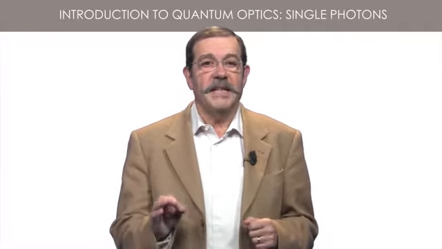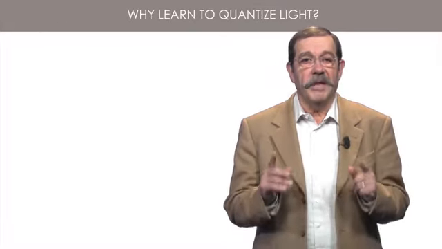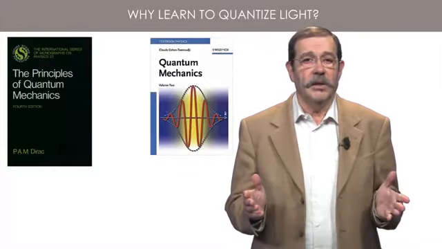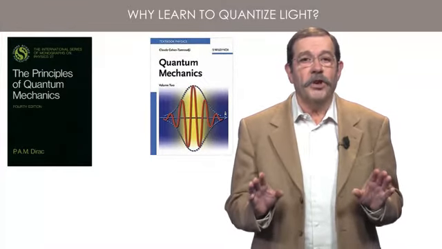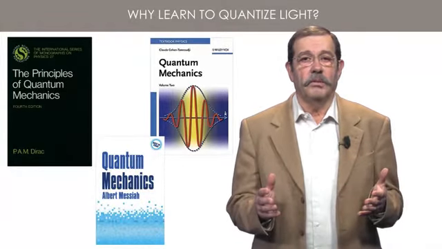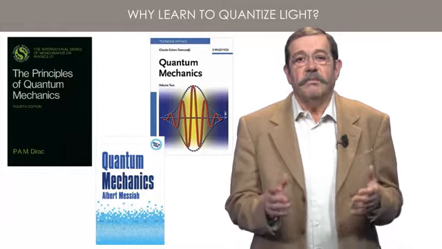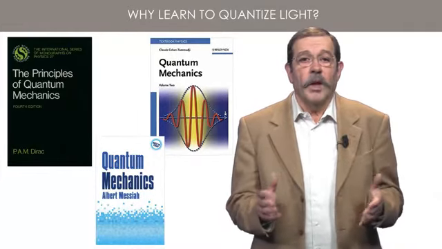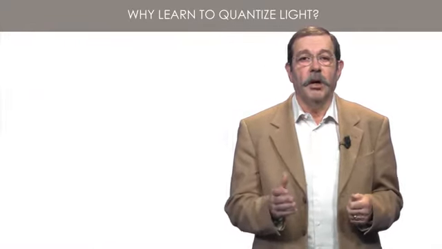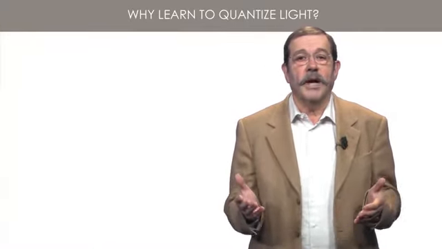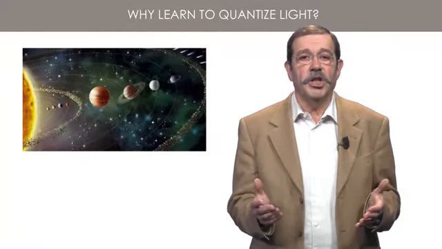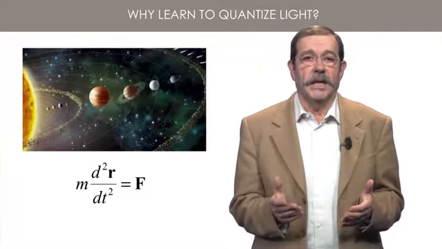According to the basic principles of physics, everything should be described in the framework of quantum mechanics, and light is not an exception. So the first reason to learn quantization of light is a matter of principle. But we know that in practice, it often happens that one does not need to resort to a quantum description of physics phenomena. For instance, if you want to describe the motion of planets around the Sun, you don't use Schrödinger equation, you use Newton's mechanics.